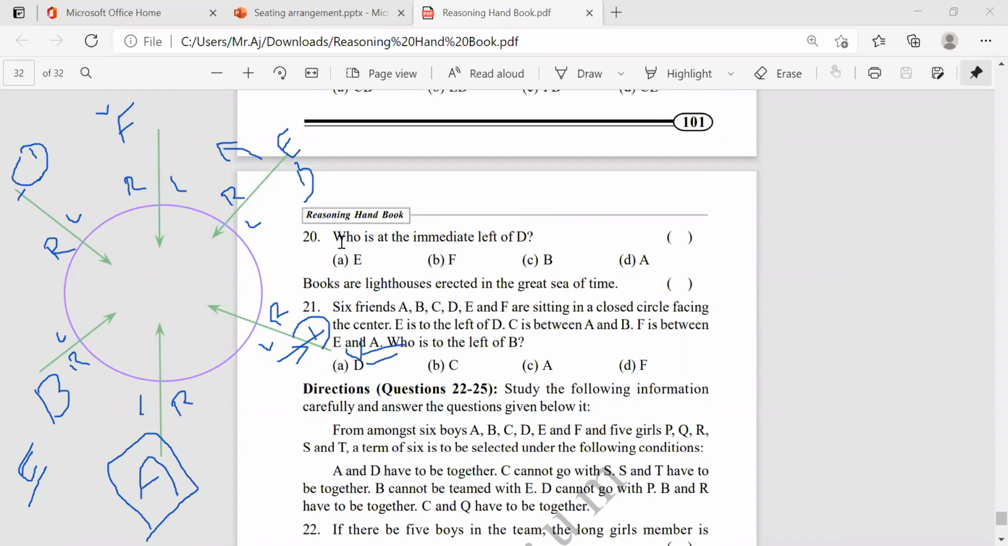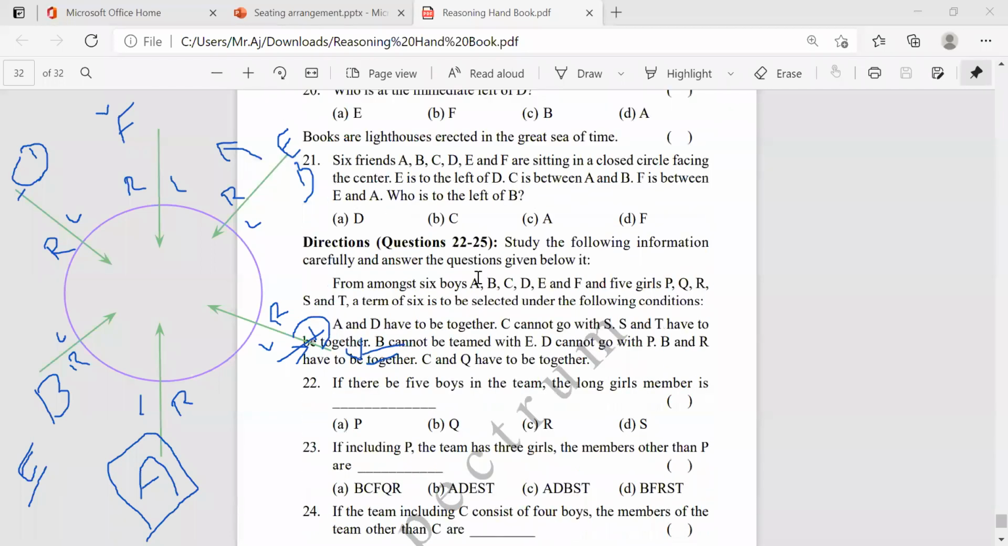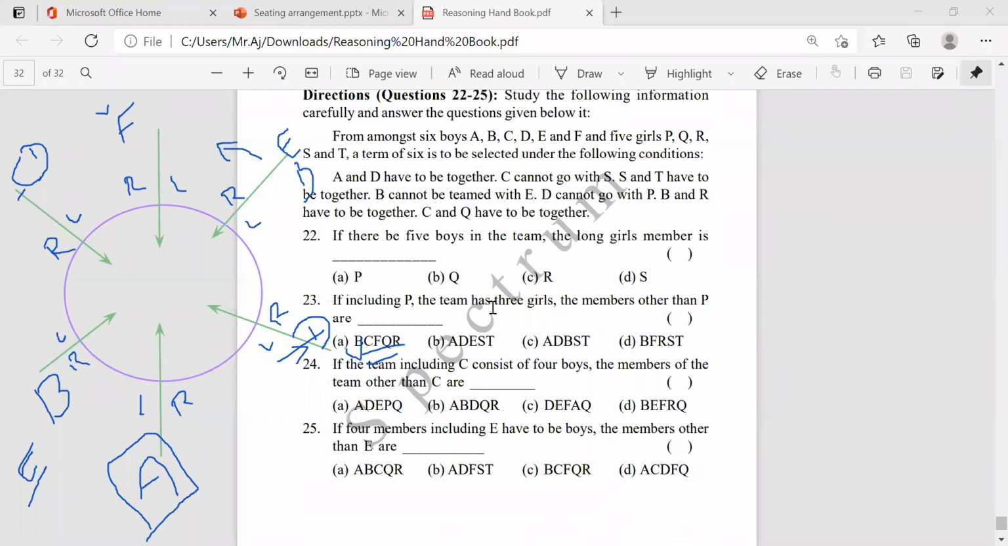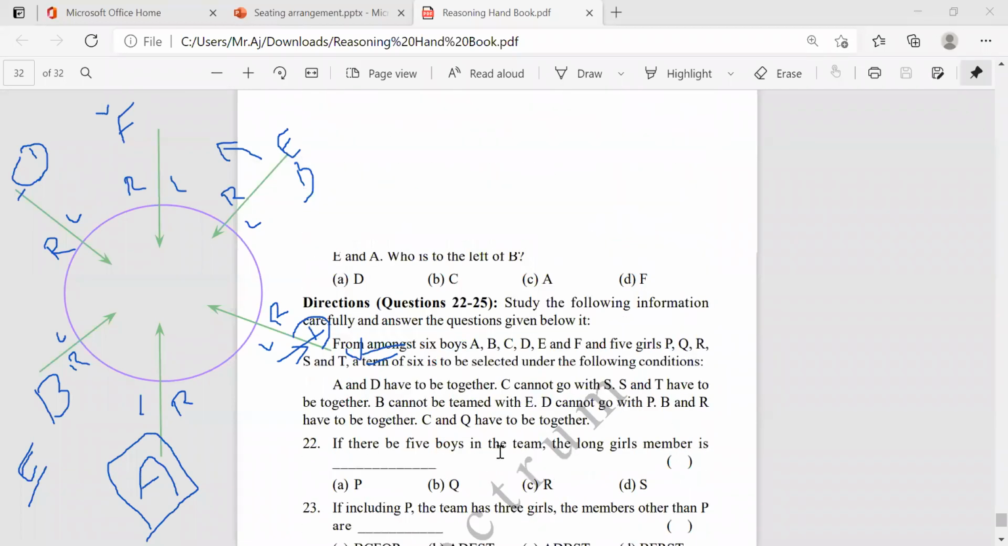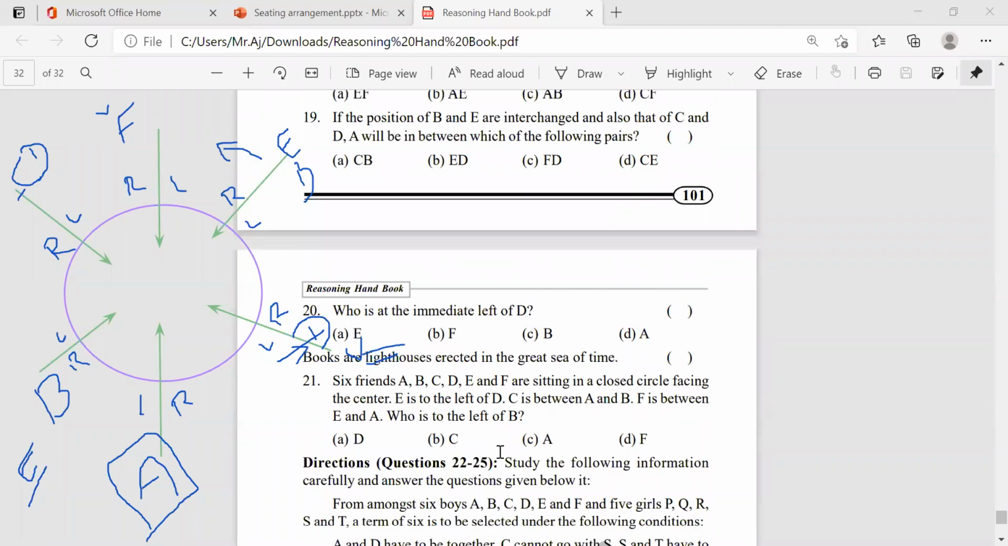Where is the left? Now don't consider after replacing now, okay? Don't consider the replacement. Just generally it is D here. The immediate left who is there? A. A is the immediate left. Okay. Is it clear? Now this will be the medium level of questions. This is a medium level of questions. Now, yeah, nice answer.